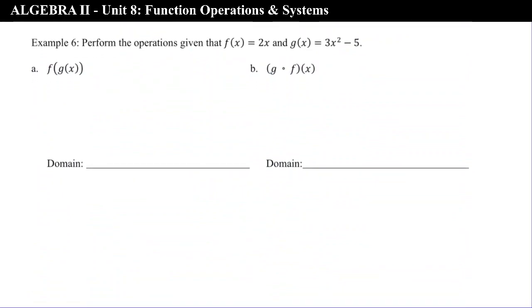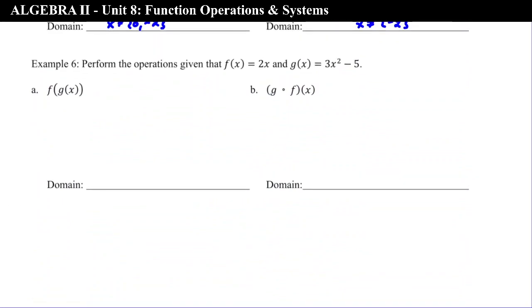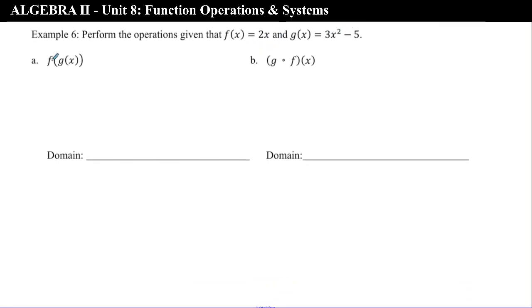All right, now we're going to do a couple more examples, this time with composition. And we're using these two functions now for these two examples. So we're going to do f of g of x. g(x) is 3x squared minus 5. And when we plug that in for x in the f function, we get 2 times 3x squared minus 5. We distribute the 2 out, we get 6x squared minus 10. And our domain, since this is just a polynomial, there's no radicals, there's no fractions, it's just negative infinity to positive infinity.